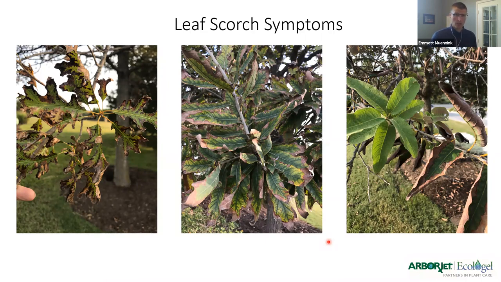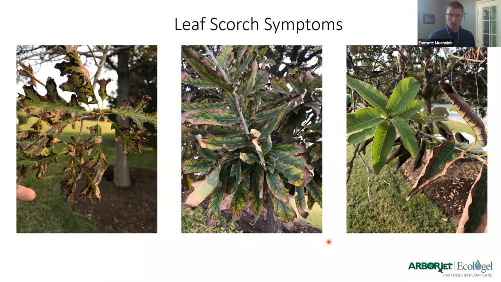This is in Austin, Texas. And so we had a bunch of young trees, different species of oak. There was red oak, bur oak, Monterey oak, all showing these scorch symptoms. And so it's kind of interesting. You can see on that right-hand photo that the new tip growth is green, but the older foliage is scorched.